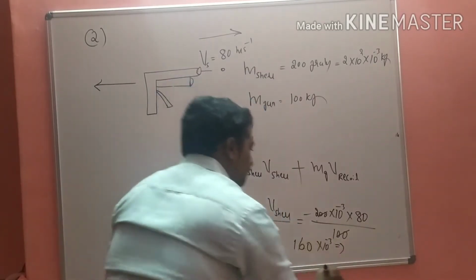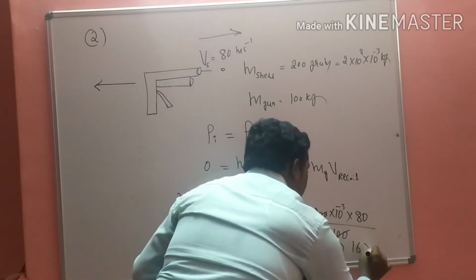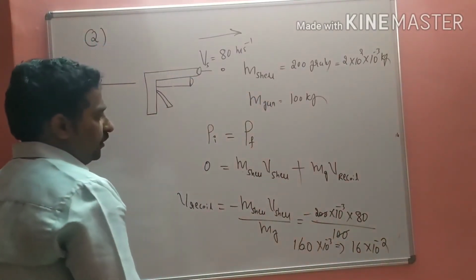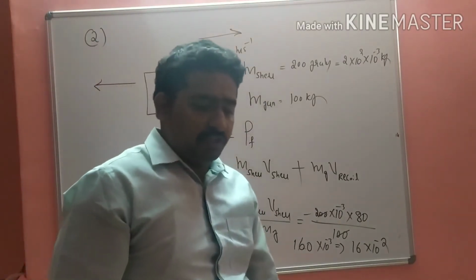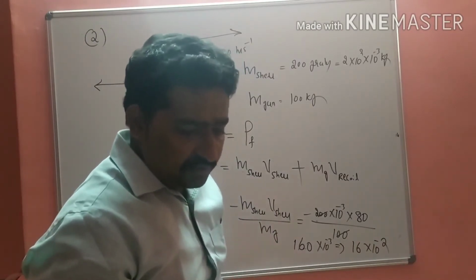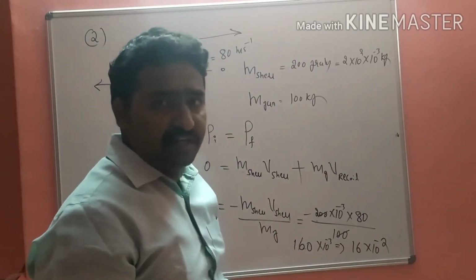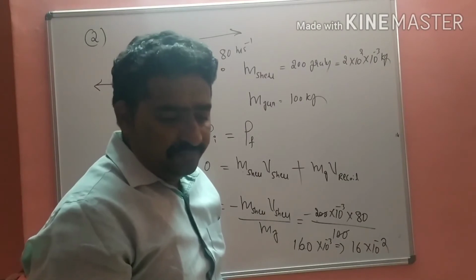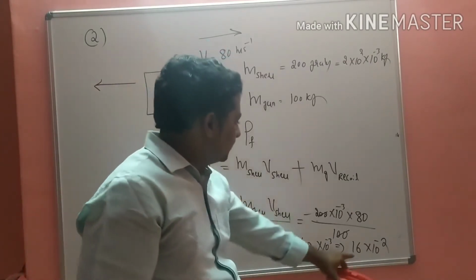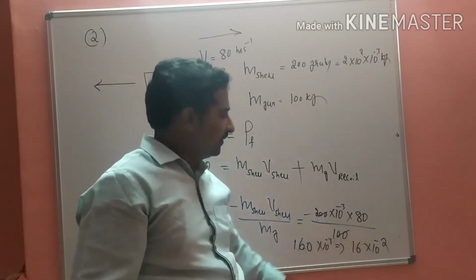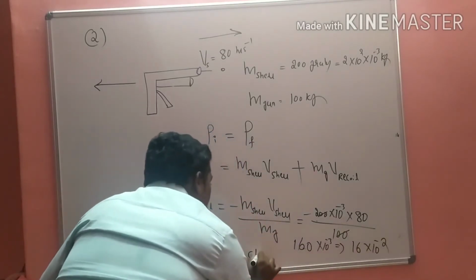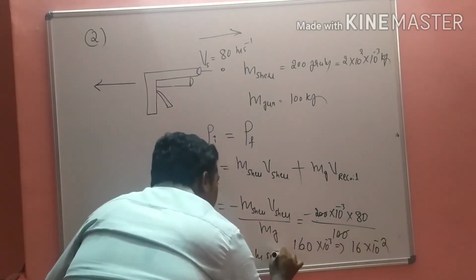So shifting the point, it becomes 16 into 10 to the power of minus 2. So in the options, 16 centimeter per second. Look at the options: the second one is 8 centimeter per second, not that. The third is not. 16 meter per second is no. So the answer is 16 centimeter per second.